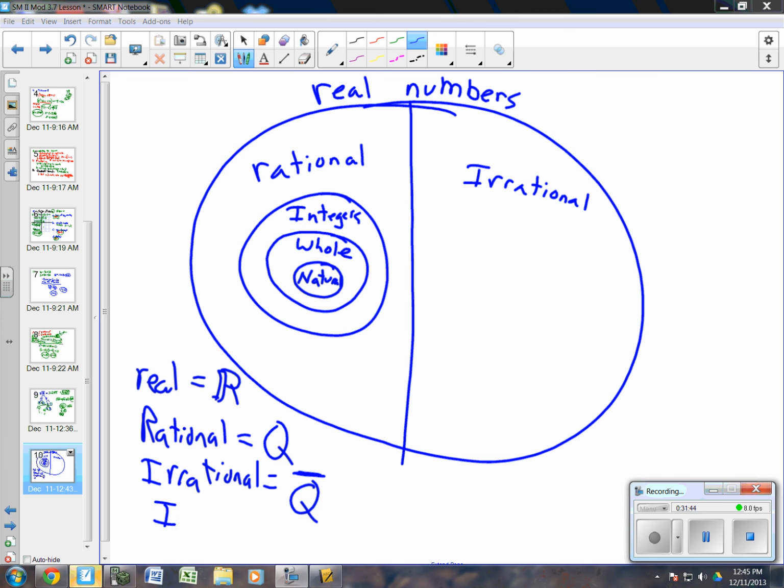Integers, they usually use Z. Whole numbers, they use W. And natural numbers, they usually use N. It's not written on here. Okay?